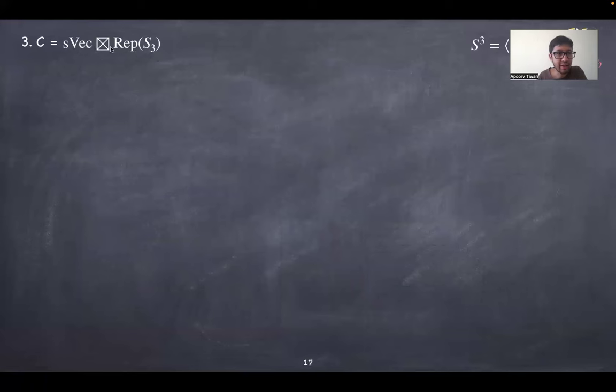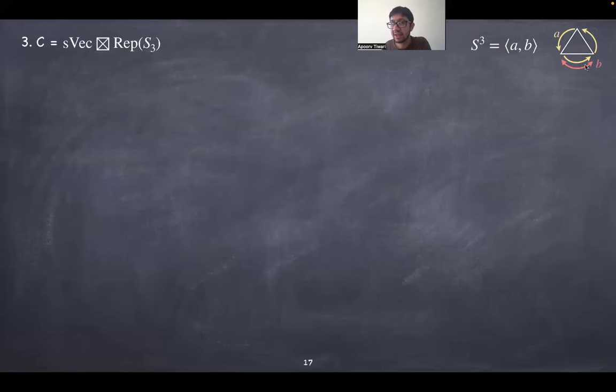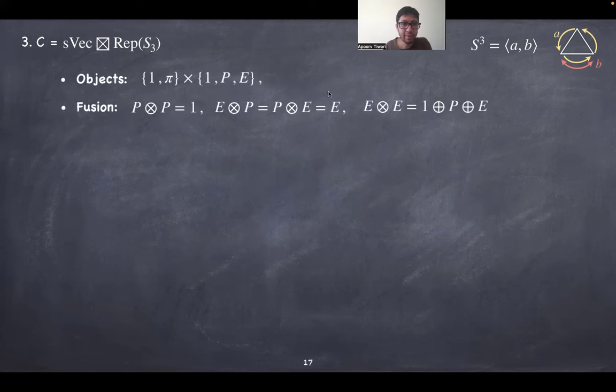And finally, I'll consider one. I'll keep coming back to these three examples, Z2, Z4, and Rep S3, fermionic versions of them. The way I present S3 has two generators, A and B. I'm going to call the order 3 generator A and the order 2 generator B. The objects in this fermionic category are 1, P, E, which are in the usual Rep S3 category. There's a Cartesian product between 1 and pi, and so there are 6 objects.